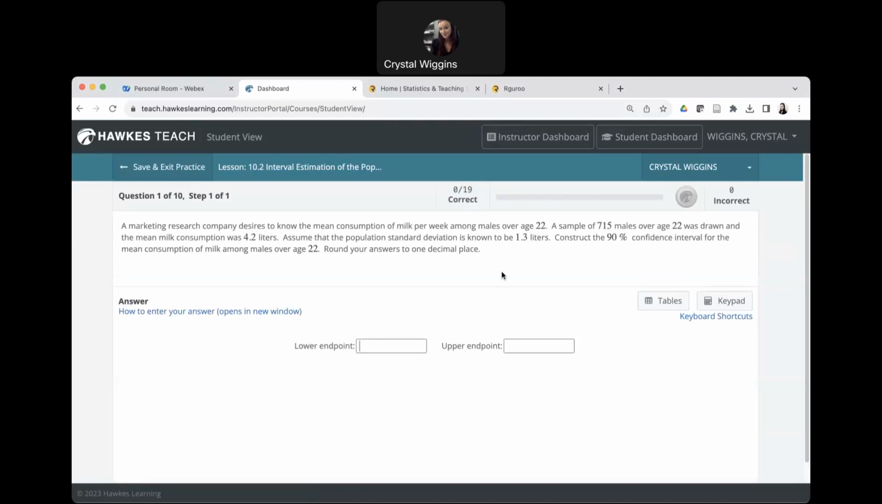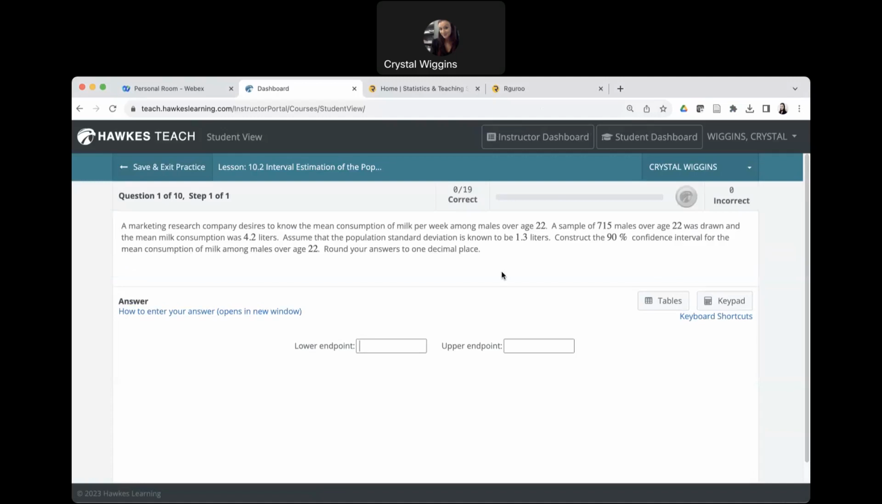So first up, we have a marketing research company that desires to know the mean consumption of milk per week among males over the age of 22. A sample of 715 men that are over the age of 22 was drawn, and the mean milk consumption is 4.2. Assume the population standard deviation is known to be 1.3. They want us to construct a 90% confidence interval for the mean consumption of milk among males over the age of 22. Okay, well, let's break this down.